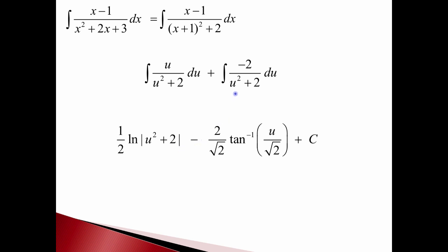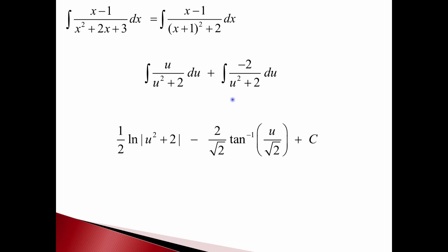On the other hand, the second integral, if I take that negative 2 and factor it out, put it outside the integral, I have 1 over u squared plus 2. And this, again, is screaming out, I'm an inverse tangent. I'm a little inverse tangent, short and stout. u squared plus 2. I need to think of this number as an a squared. So I have to think of that 2 as being square root of 2 squared. My a is square root of 2.